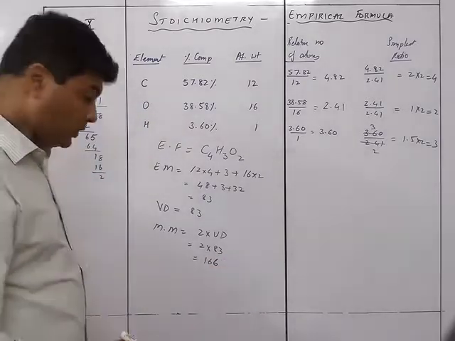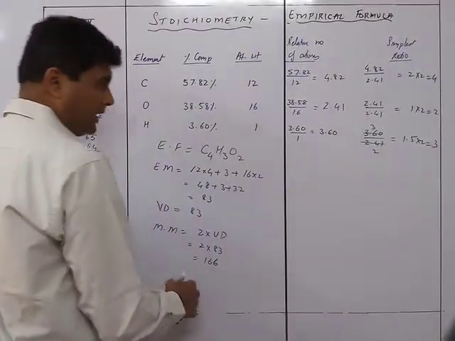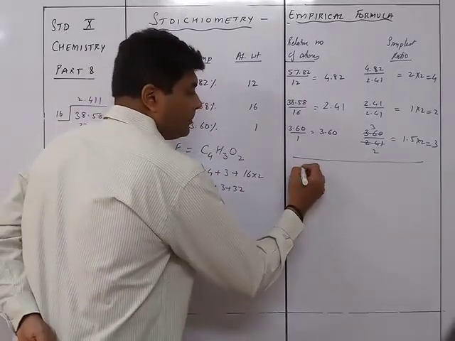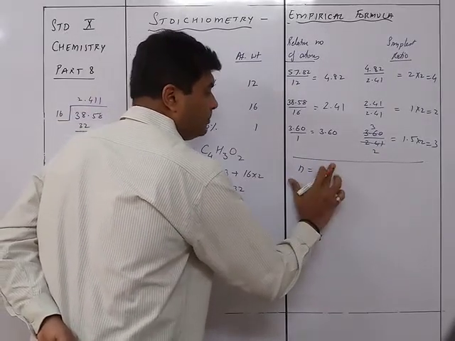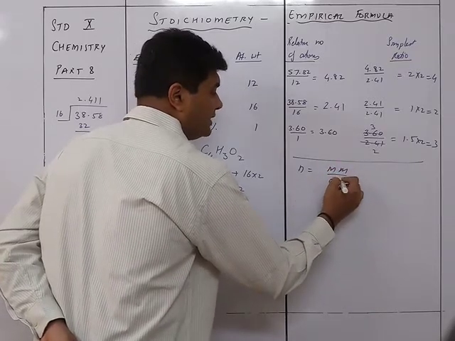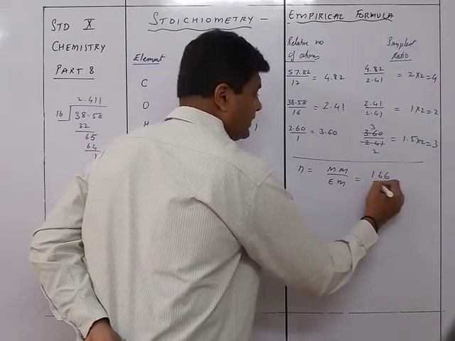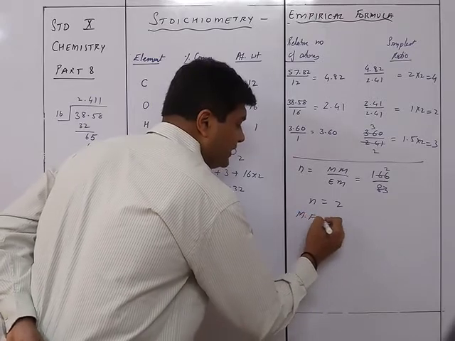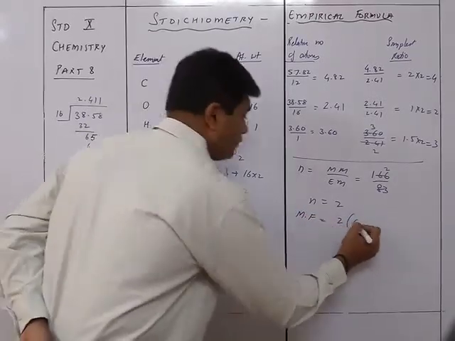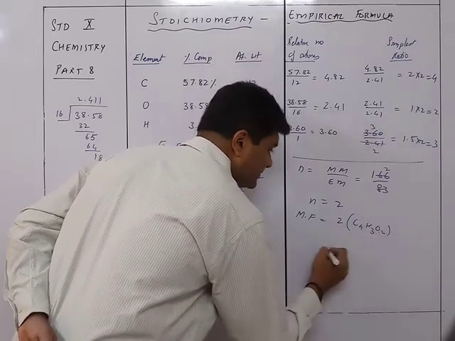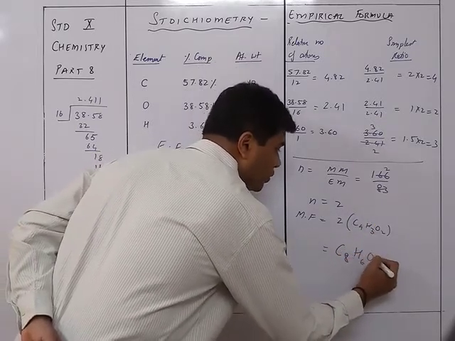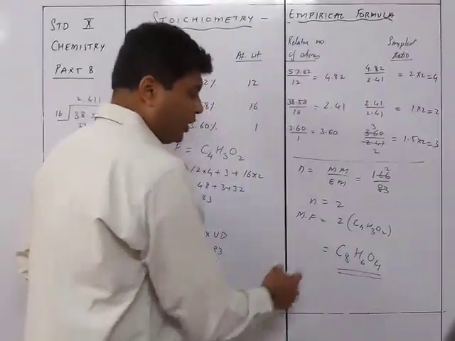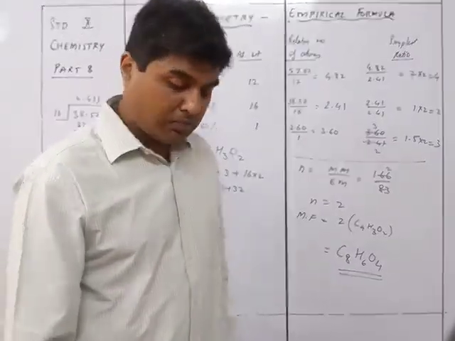Okay, so we have the next part. I'm just writing over here, otherwise you should continue here only. So here we get N is equal to molecular mass upon empirical mass is equal to 166 upon 83, which is equal to 2. So N is equal to 2, therefore molecular formula is equal to 2 into C4H3O2, which is C8H6O4. C8H6O4 will be the molecular formula of this particular compound of question number 1.